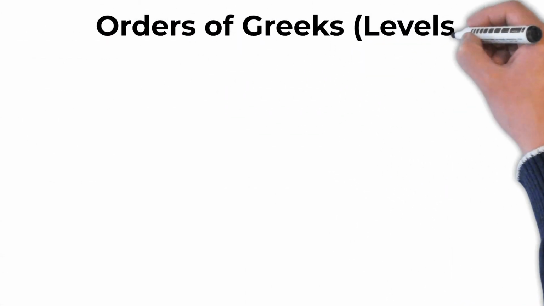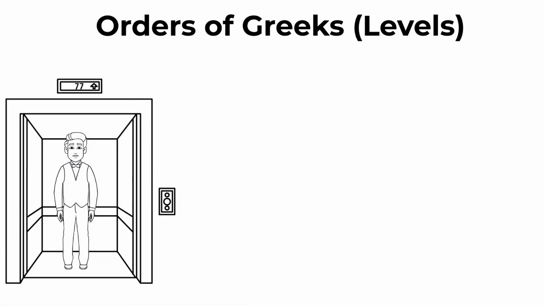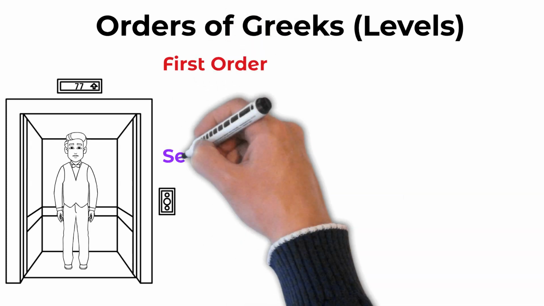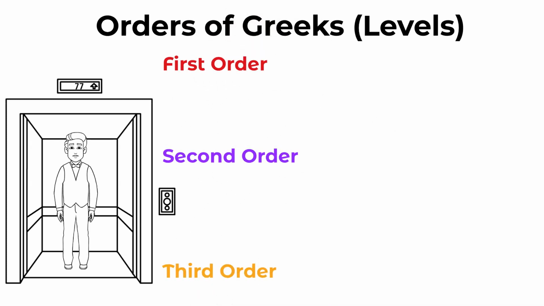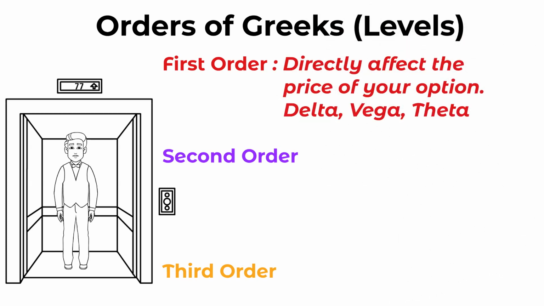Now, not to make the concept more complicated than it has to be, but it's important to understand that there are different orders, or levels if you will, for the Greeks. There are first, second, and third order Greeks that all affect the price of your option, but they do it in different ways. First order Greeks directly affect the price of your option.